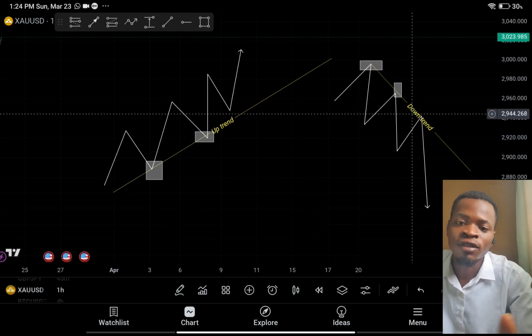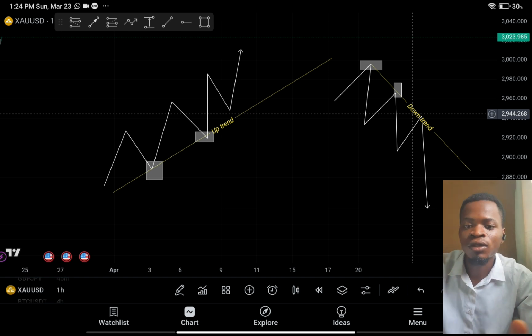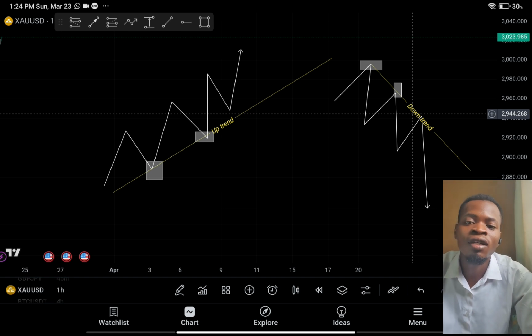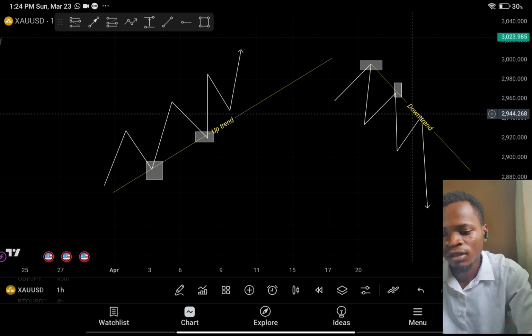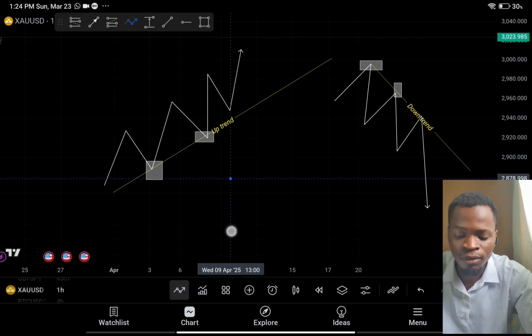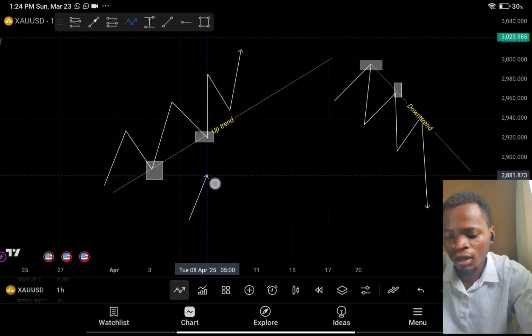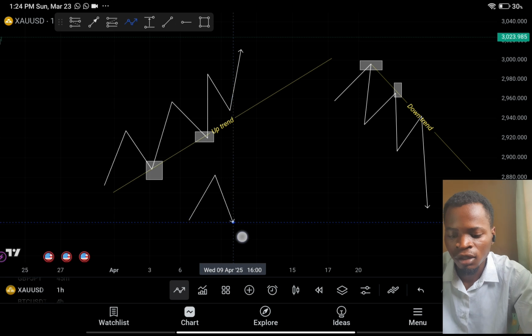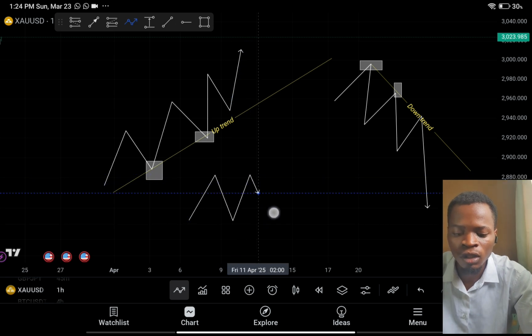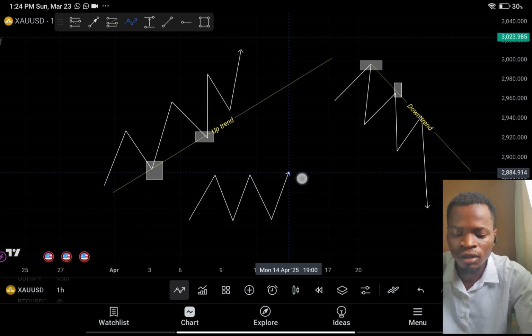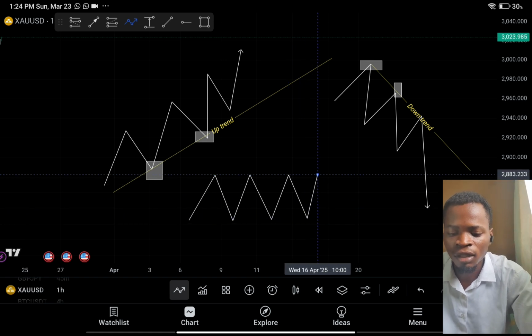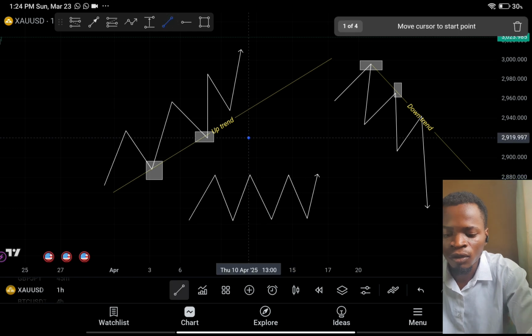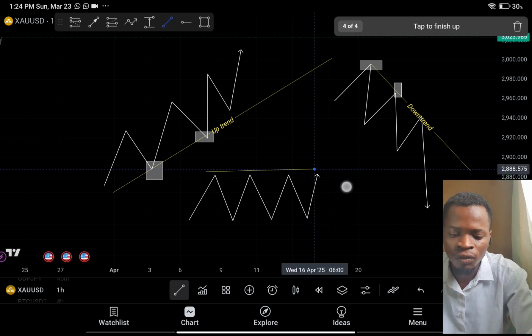Now we also have sideways trend. A sideways trend is when the market is not going up or coming down, it's just moving sideways like this. I will show you a practical example. This is a sideways trend, guys. See, it's just giving us equal lows and equal highs. Once you see something like this in the market, just know that the trend is going sideways. It's a sideways trend.